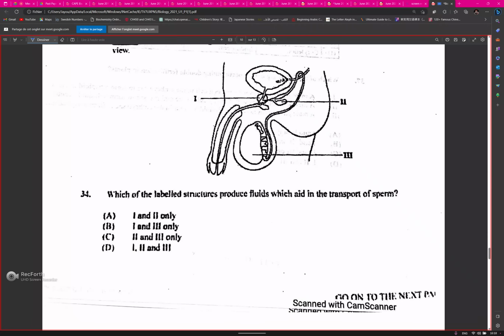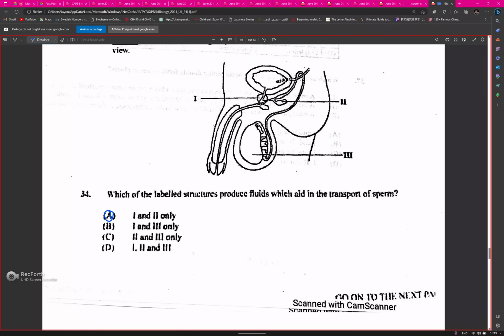Which of the following labeled structures produces fluids which aid the transport of sperm? A, sir. 1 and 2. What is 1? Cowper's gland. Prostate gland, sir. Prostate. What is 2? Wait, 2 is Cowper's gland and 1 is prostate gland, right? I'll say so. Where are the seminal vesicles? Seminal vesicles, right? The seminal vesicles are here.